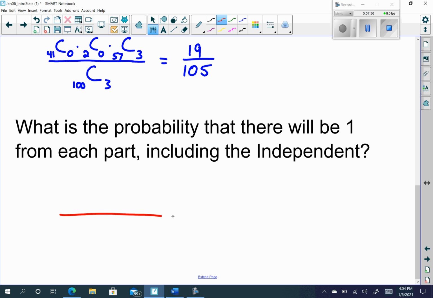Here we definitely need all 3. So from the Republicans, we choose 1. From the independents of 2, we choose 1. And from the 57 Democrats, we choose 1. All over, still the 100, choose 3. So calculating this, we should get 779 over 26,950.